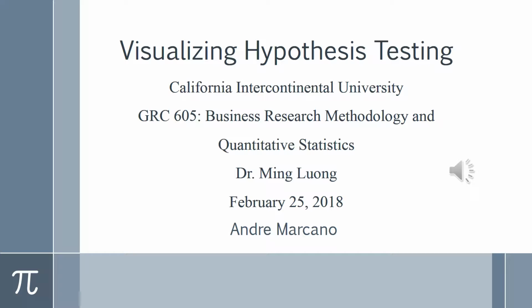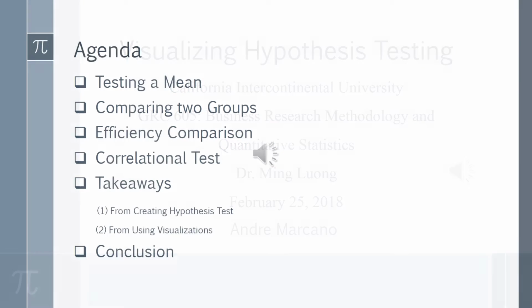The subject: visualizing hypothesis testing. The agenda consists of testing a mean, comparing two groups, an efficiency comparison, a correlation test, takeaways, one from creating hypothesis testing and two from using visualizations, and finally the conclusions.